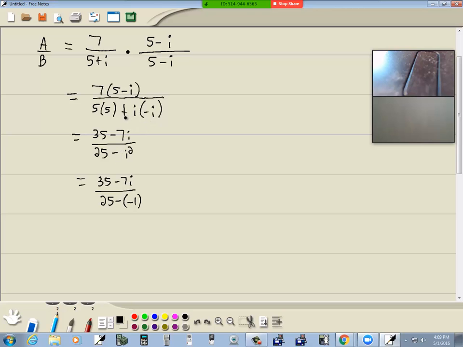Yeah, the sign: a positive times a negative is negative. That's where that negative came from. And then I times I just gives you I squared.